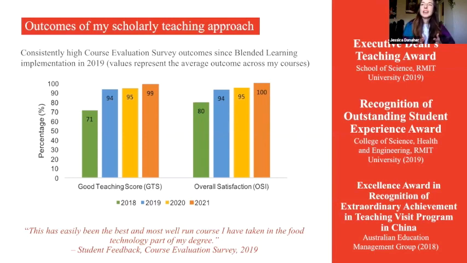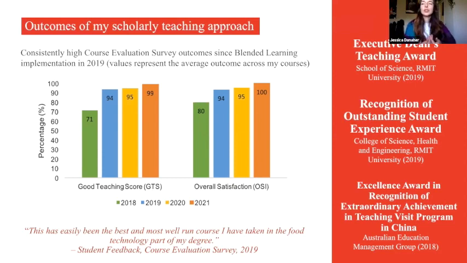So this graph here is the course evaluation survey that RMIT asks our students at the end of every semester. So I teach 3 courses, nutrition, health and disease and food toxicology, but nutrition, health and disease has 2 offerings for our undergraduate and postgraduate groups. So three courses in total. So this here represents the average outcomes of those 3 courses each year.